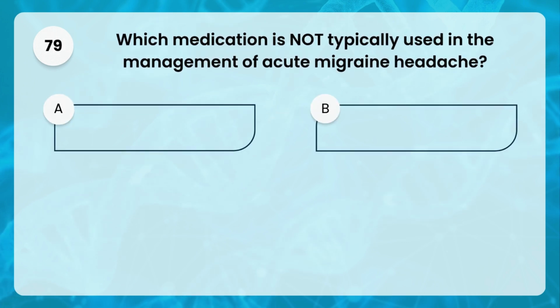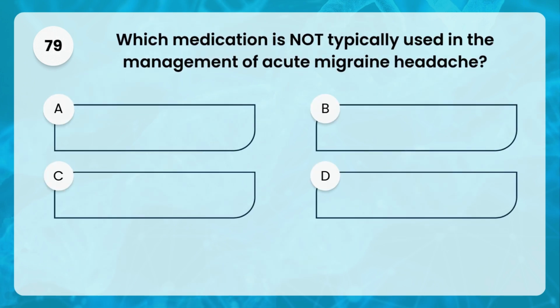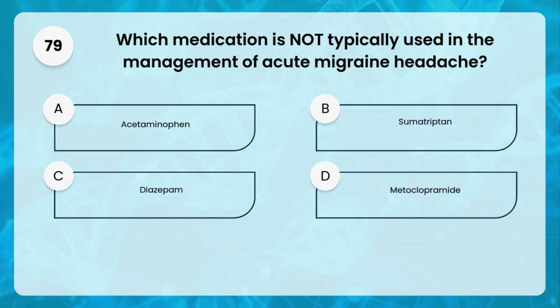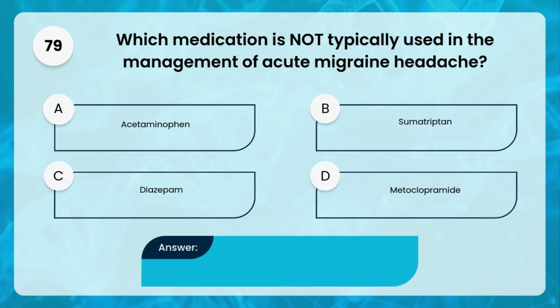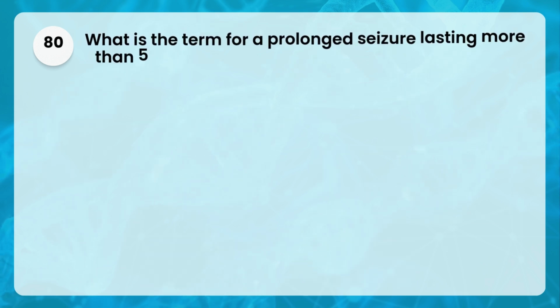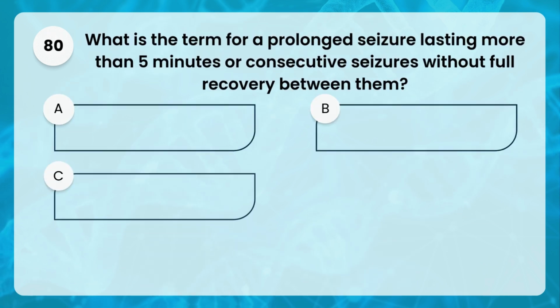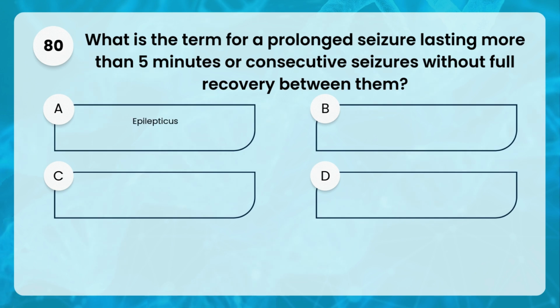Number 79. Which medication is not typically used in the management of acute migraine headache? A. Acetaminophen. B. Sumatriptan. C. Diazepam. Or D. Metoclopramide. The answer is C. Diazepam.